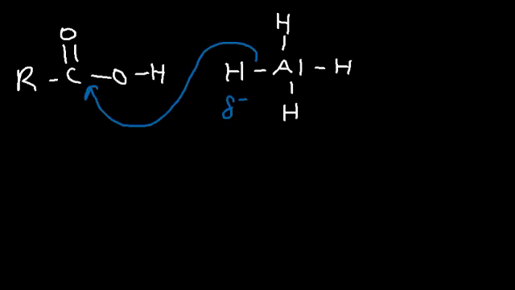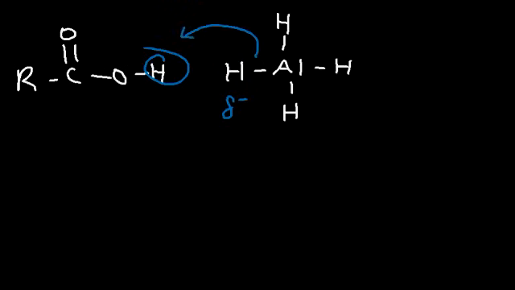If the hydride attacks the carbon, it's behaving as a nucleophile. But notice that there is an acidic hydrogen on this carboxylic acid, and it could act as a base. So which one does it prefer? Does it prefer to act as a base or as a nucleophile? It turns out that the hydride ion is going to act as a base. It's going to remove the hydrogen from the carboxylic acid.